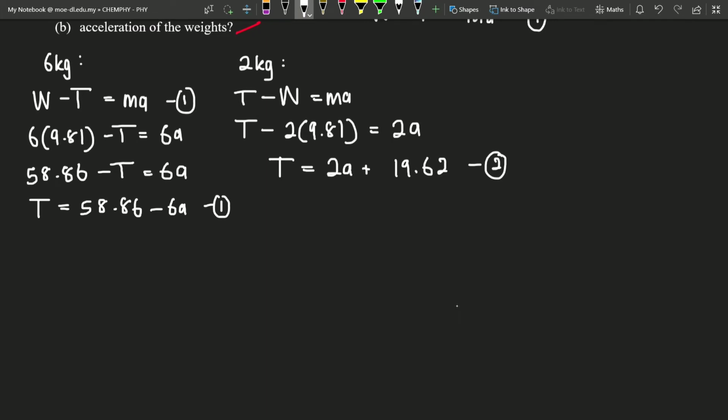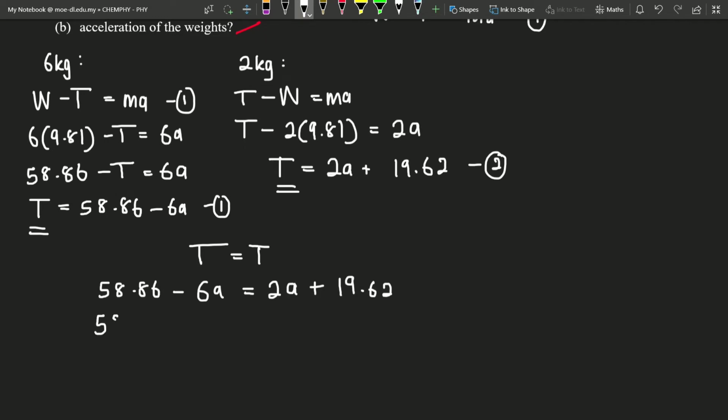Let's say your T akan sama dengan T kan. So T sama dengan T, which means 58.86 minus 6A equal to 2A plus 19.62. So you guys know 58.86 minus 19.62 equal to 2A plus 6A.